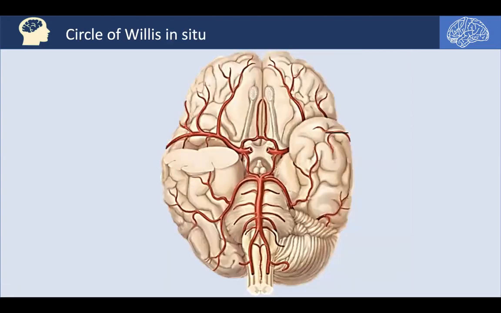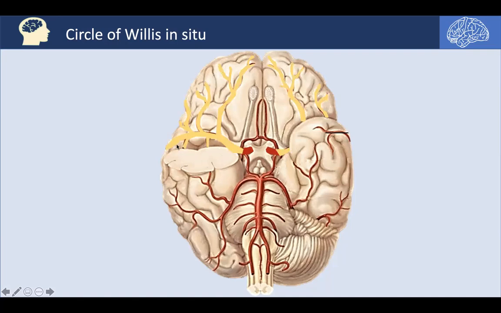This is the circle of Willis in situ at the base of the brain at the inferior surface. As you can see here, this is the right hemisphere and this is the left hemisphere. So for the circle of Willis, here we have the right ICA and here is the left ICA, and the terminal branches are the bifurcation of the ICA into the MCA, which goes laterally, as you can see here.